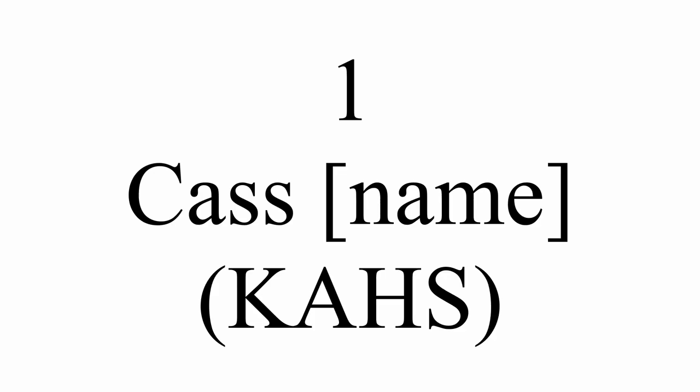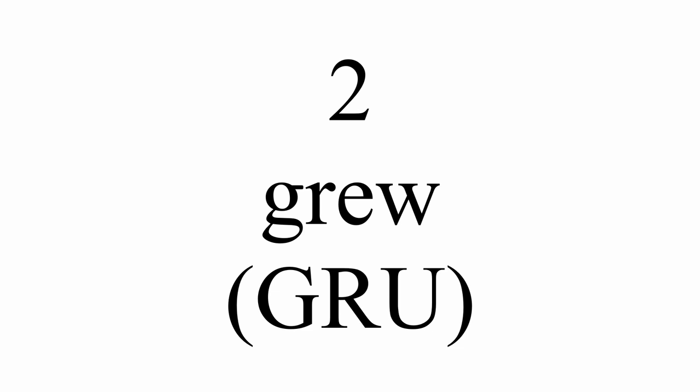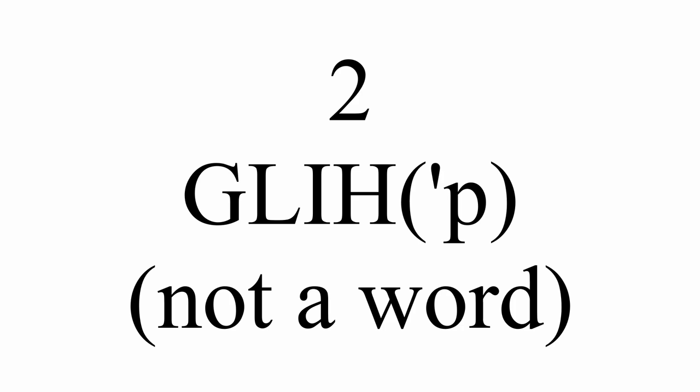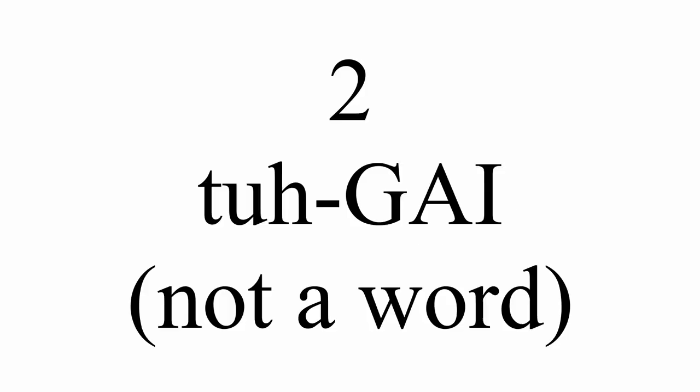Two, gale, crate. One, crate, goon. Two, goon, a co. One, a co, gee. Two, gee, kiss. One, kiss, cade. One, cade, Pegaso. Two, Pegaso, Cass. One, Cass, grew. Two, grew, regale. Two, regale, cove. One, cove, glip. Two, glip, to guy. Two, to guy.